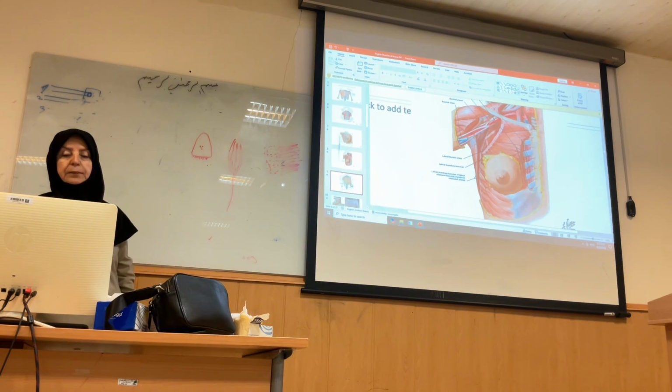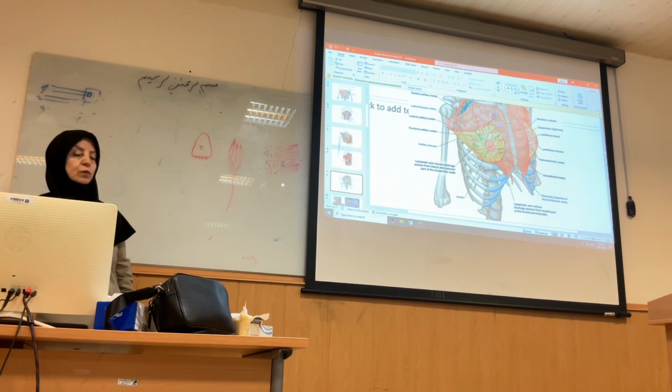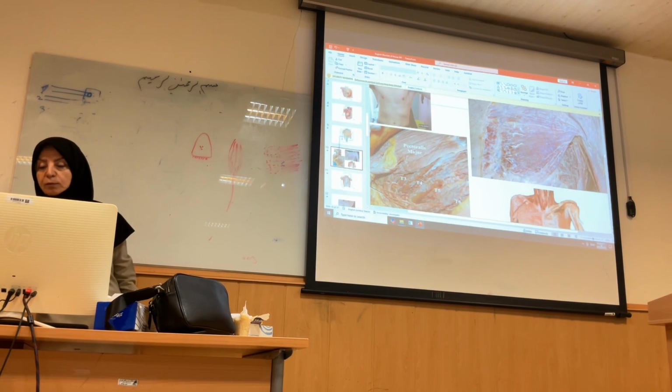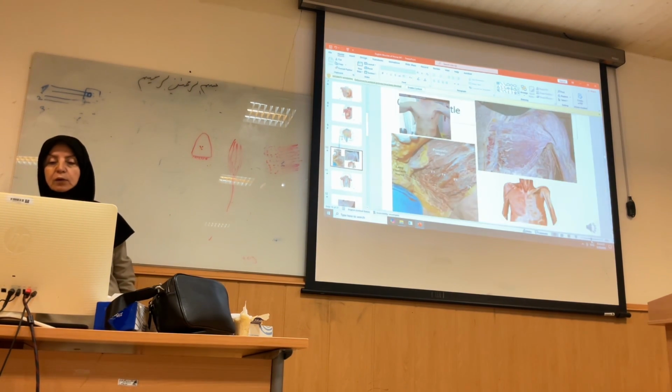Now, here we are going to look at the breast. It is over the pectoralis major. When you come to the dissection room, we are going to show you here. We remove the skin and the superficial fascia, and we are able to show you the pectoralis major.